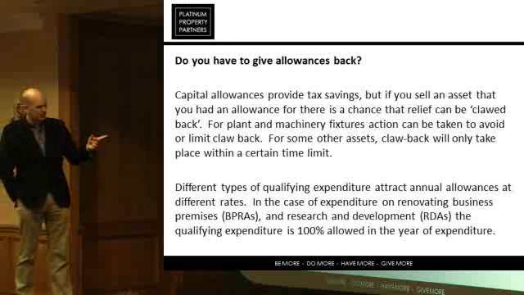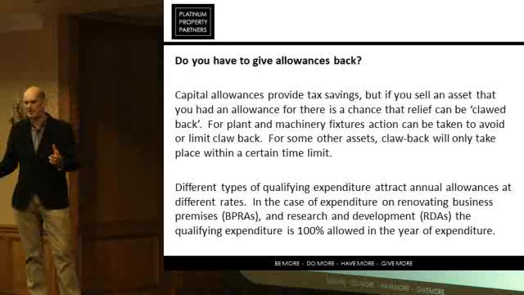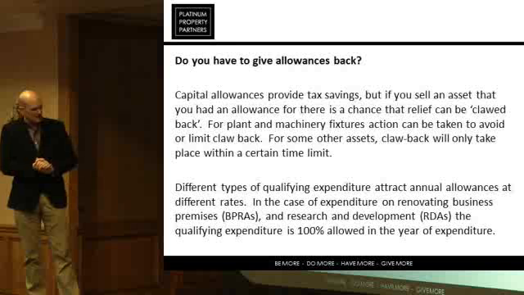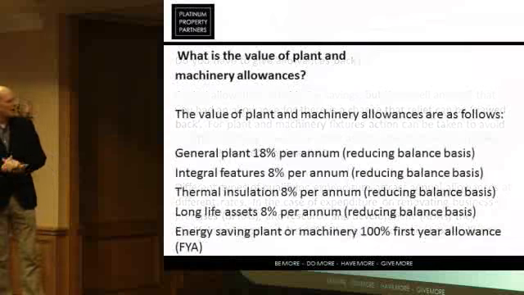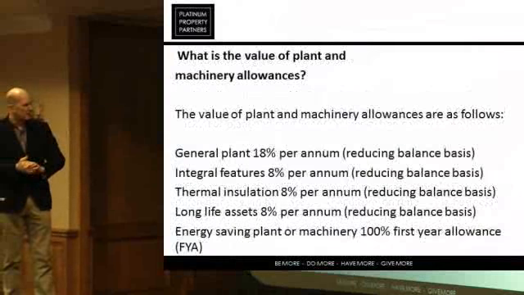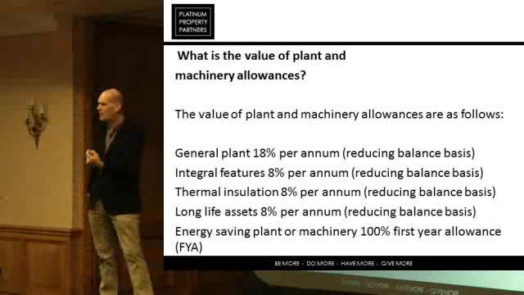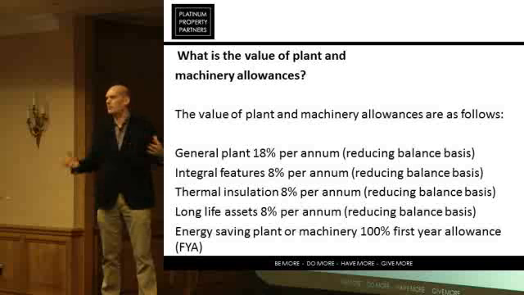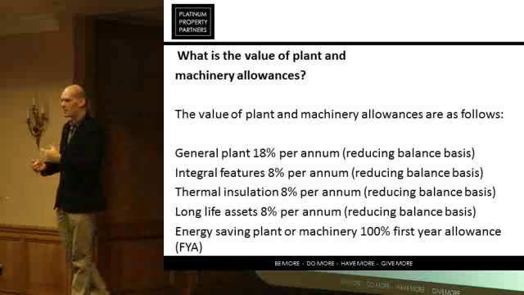Different types of qualifying expenditure attract annual allowances at different rates. Annual allowances, they're even more exciting than I thought. And you can claim them on the first year of expenditure. So what is the value of plant and machinery? We talk a lot about these values. How quickly can you get them? If you buy a property today that's got £100,000 worth of capital allowances in it, can I use those all at once? Well, the answer is maybe.